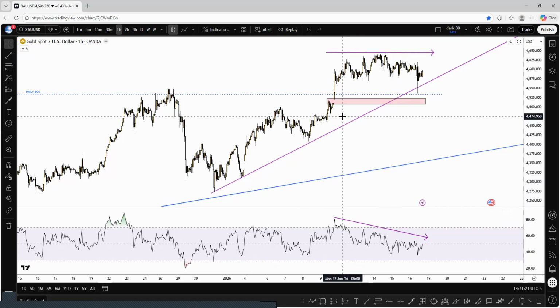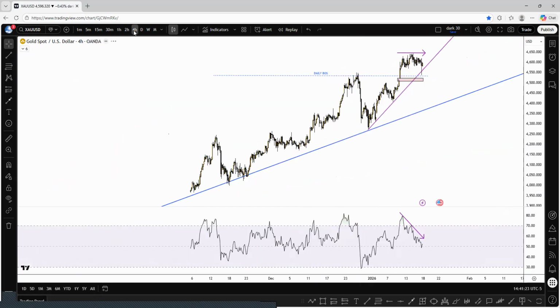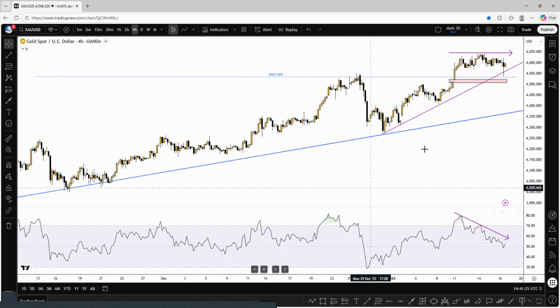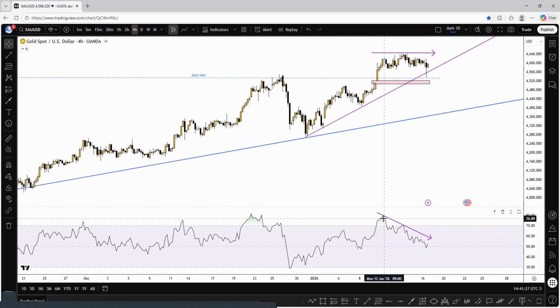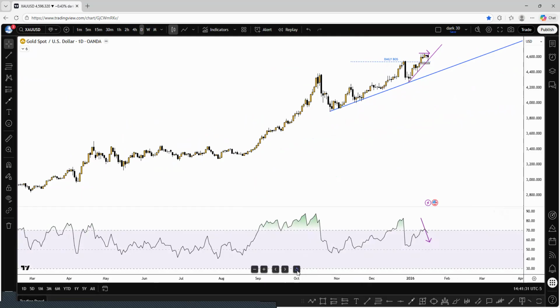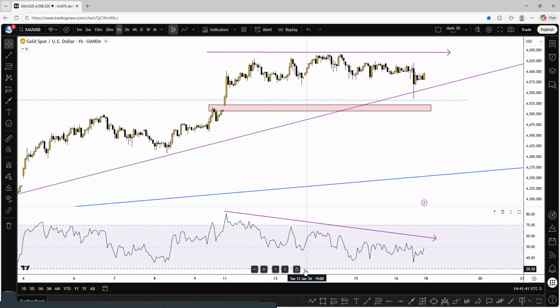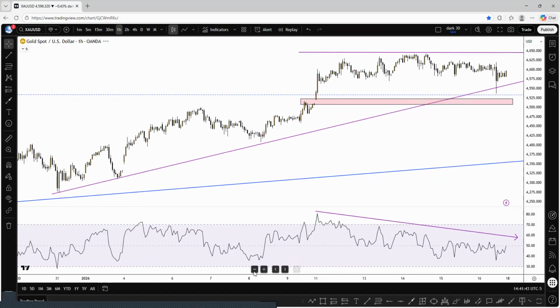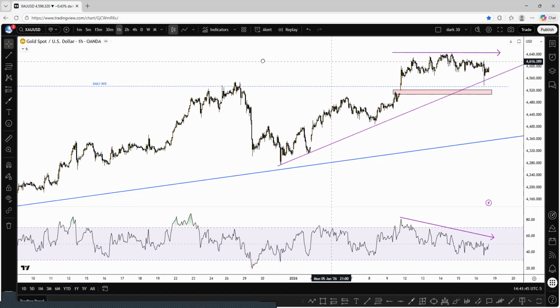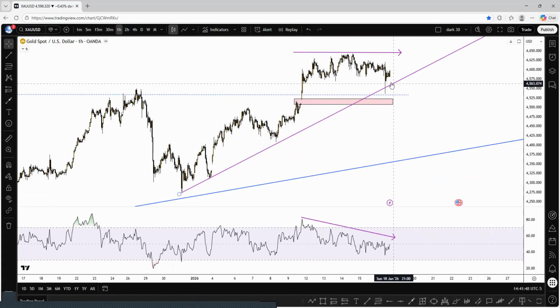So we got divergence on the 1 hour. Now let me see. We have divergence on the 4 hour. Let me see the daily. Ooh. We even have it on the daily. So we got a lot of divergence going on these time frames. So that is a really good sign that the market could possibly retrace.